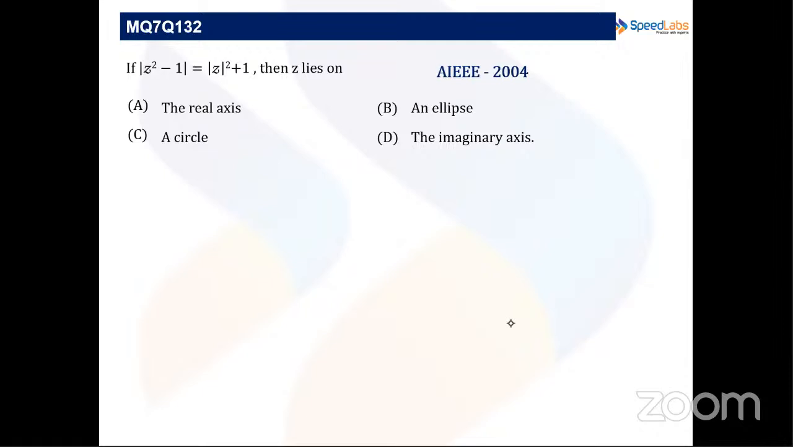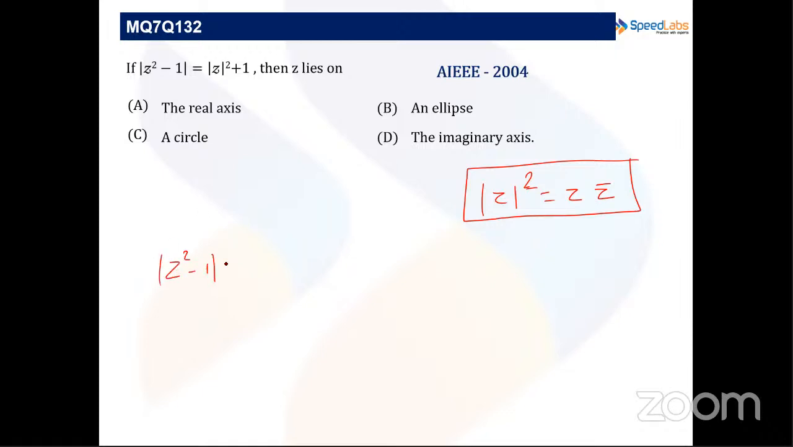We are given mod of z square minus 1 is equal to mod of z square plus 1. Then z lies on. We know that mod z square equals z into z conjugate. This helps us find the solutions very easily. Now we have modulus of z square minus 1 equal to modulus of z square plus 1. So squaring both sides.